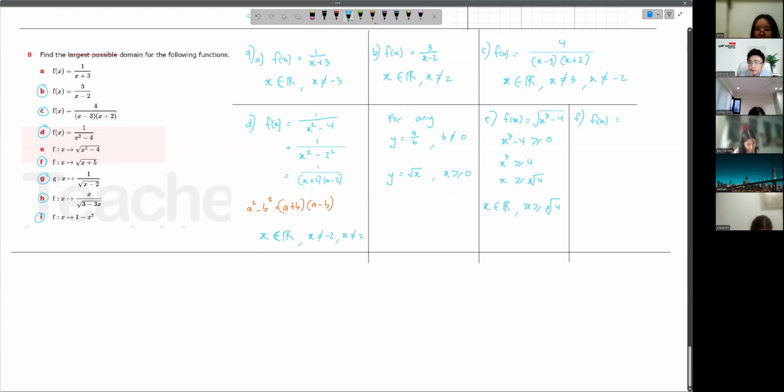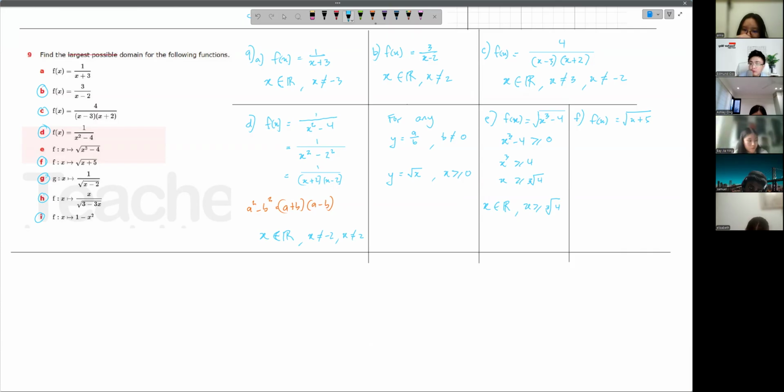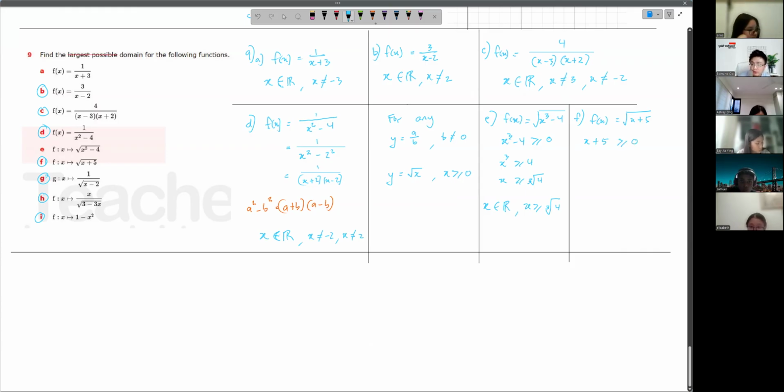f(x) equals the square root of x plus 5. You have a square root, and you want what is inside the square root to be positive. So x plus 5 must be bigger than or equal to 0. So x is bigger than or equal to -5. Then x is an element of the real numbers, and x is bigger than or equal to -5.